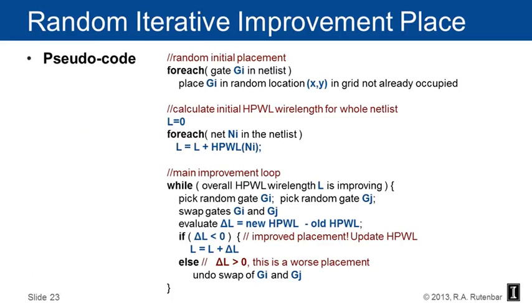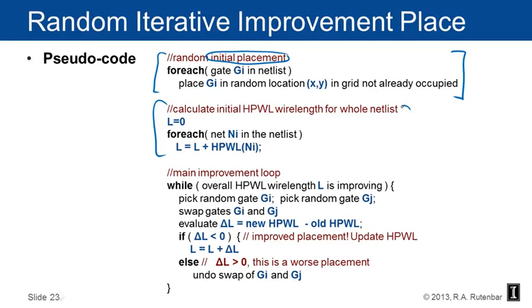So here's a high-level pseudocode for a random iterative improvement placement, and it's just got a couple of parts. The first part at the top says random initial placement: for each gate Gi in the netlist, place Gi in a random location in the grid. So that's just the initial placement. You've got to get the random initial placement before you can improve it.